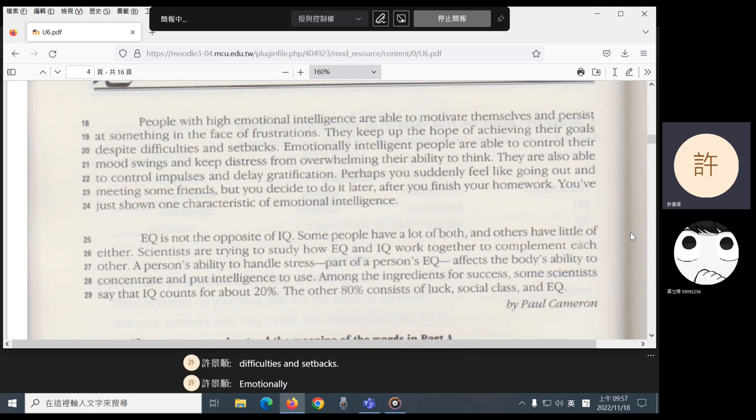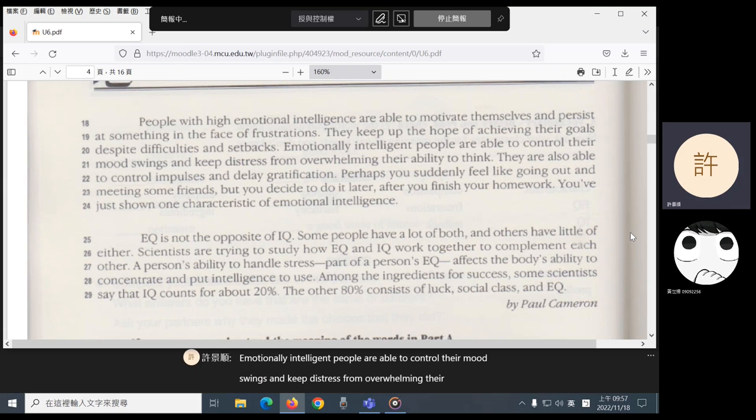Emotionally intelligent people are able to control their mood swings and keep distress from overwhelming their ability to think. They're also able to control impulses and delay gratification. Perhaps you suddenly feel like going out and meeting some friends, but you decide to do it later after you finish your homework. You've just shown one characteristic of emotional intelligence.